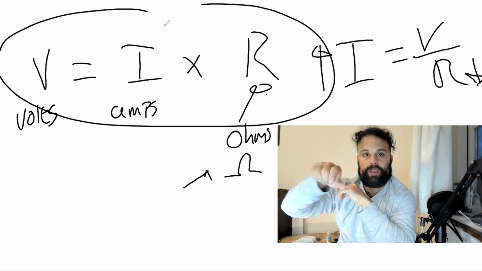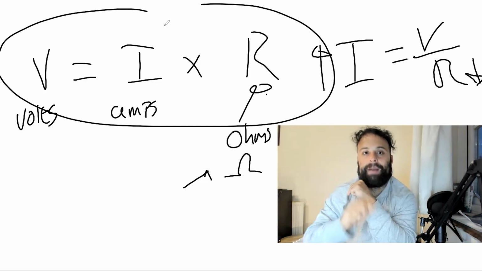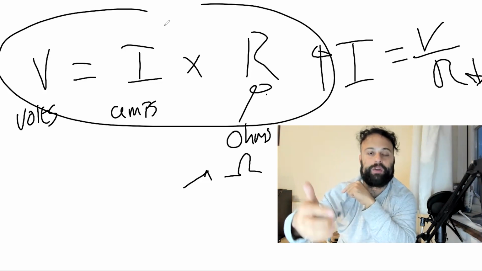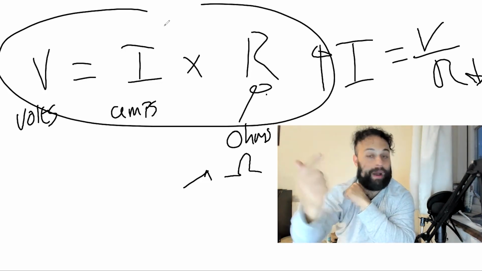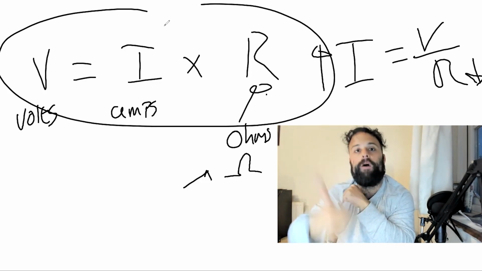So in a television where you can adjust the volume, you're actually adjusting the resistance, which affects the amount of current that is going through the loudspeakers, which means you get a different amount of volume. So the knob is actually just changing the resistance of the speakers.